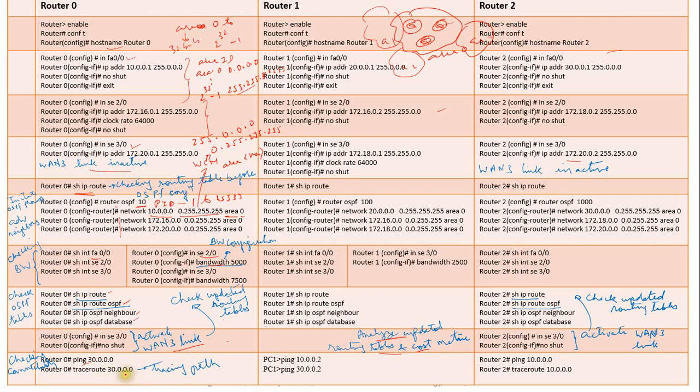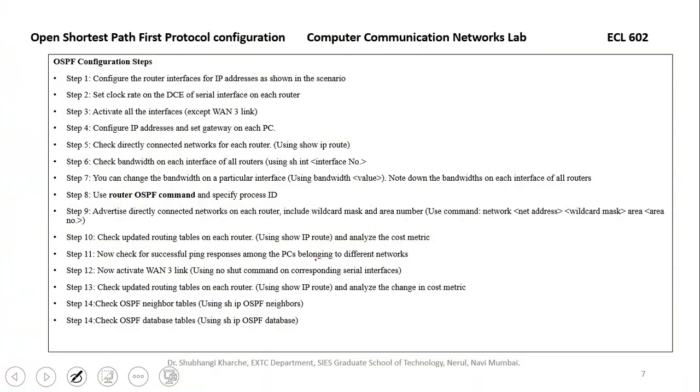Traceroute for a particular network address, or you can even use the traceroute command for the particular IP address belonging to that network. So this completes the configuration details of the OSPF routers. Now these are the steps for configuration, which are just the repetition of the explanation of the previous configuration steps. You can note down these steps.